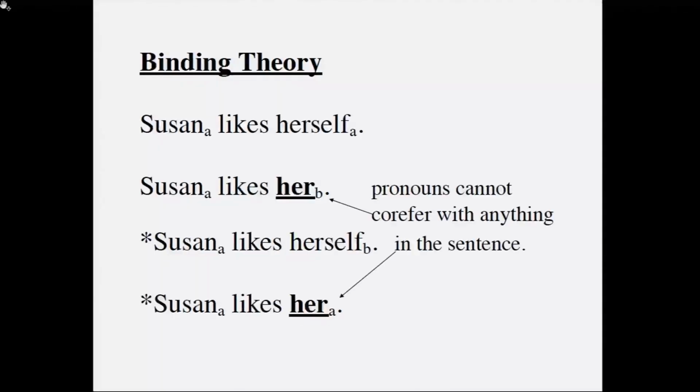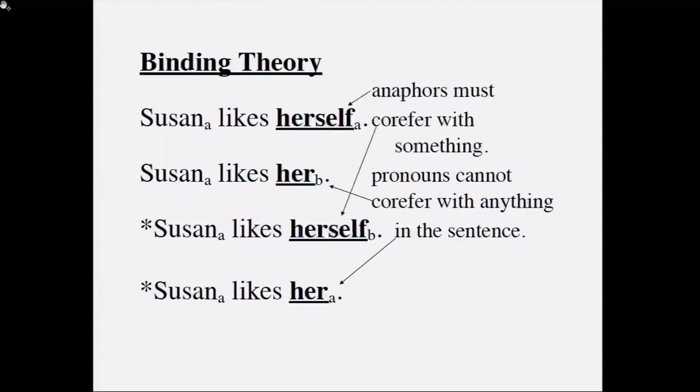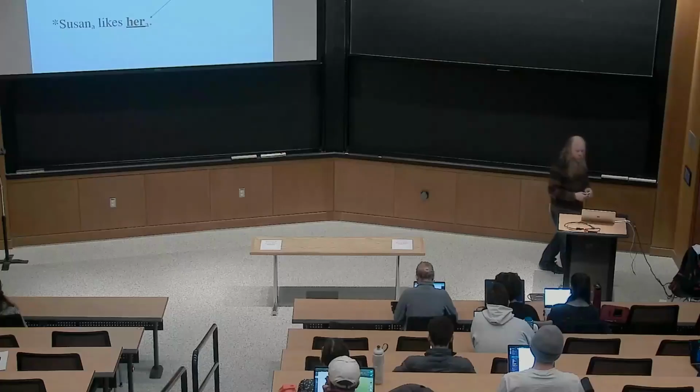Looking at this without thinking about it too hard, we could think, okay, maybe pronouns, words like her, cannot co-refer with anything in the sentence, where co-refer means refer to the same person. And anaphors, which is a name for fancy words like herself, must co-refer with something. So with Susan likes herself, herself needs to refer back to Susan. You have to give herself something for it to co-refer with.